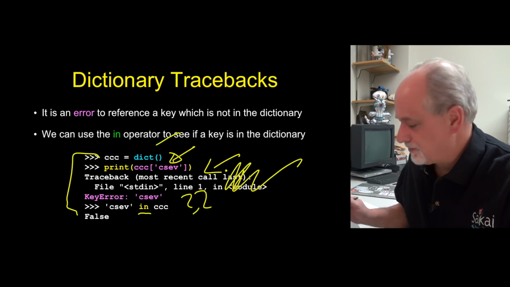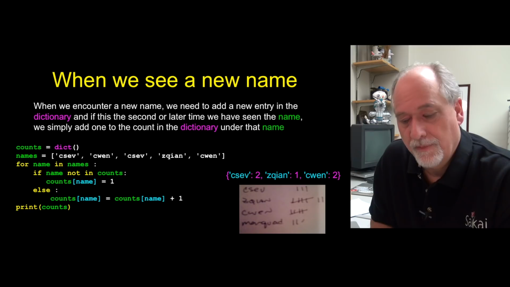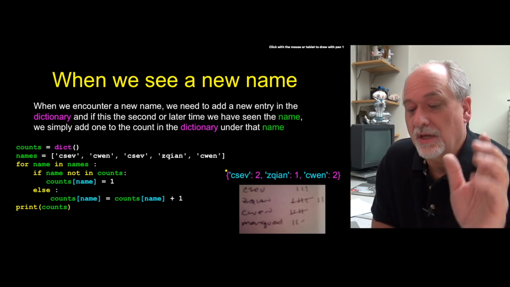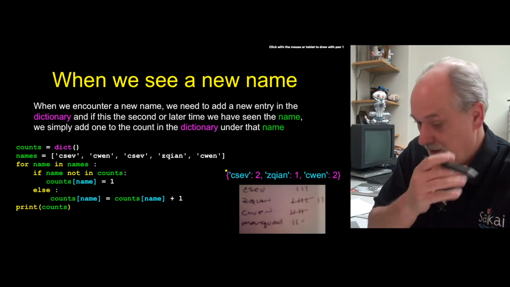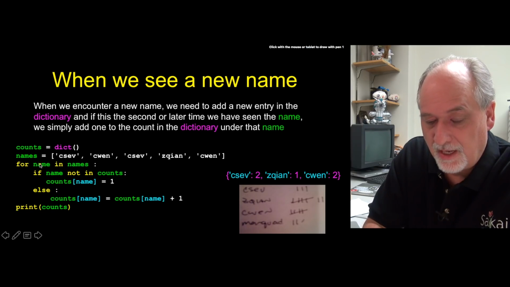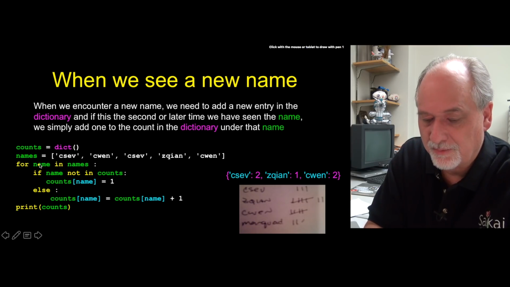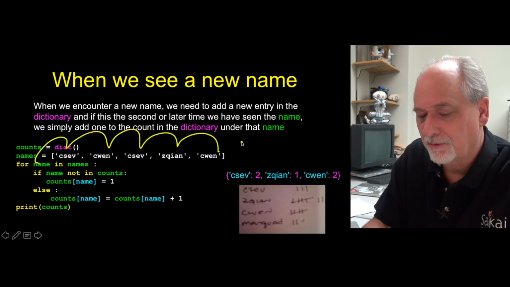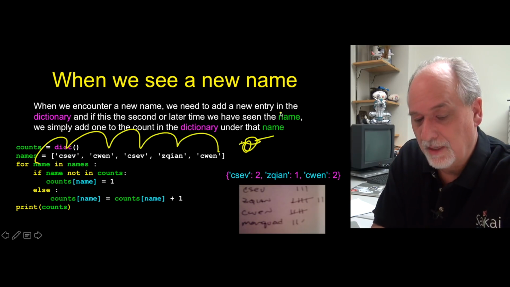And that leads us to this bit of code. That is the kind of code that we're going to build a histogram with. This is going to be histogram code. So this is going to have name as our iterator, names. Sorry, I made them singular and plural. But name is going to be csev, chen, csev, gen. Now normally we'll be reading this from a file, but for now we'll keep it easy.